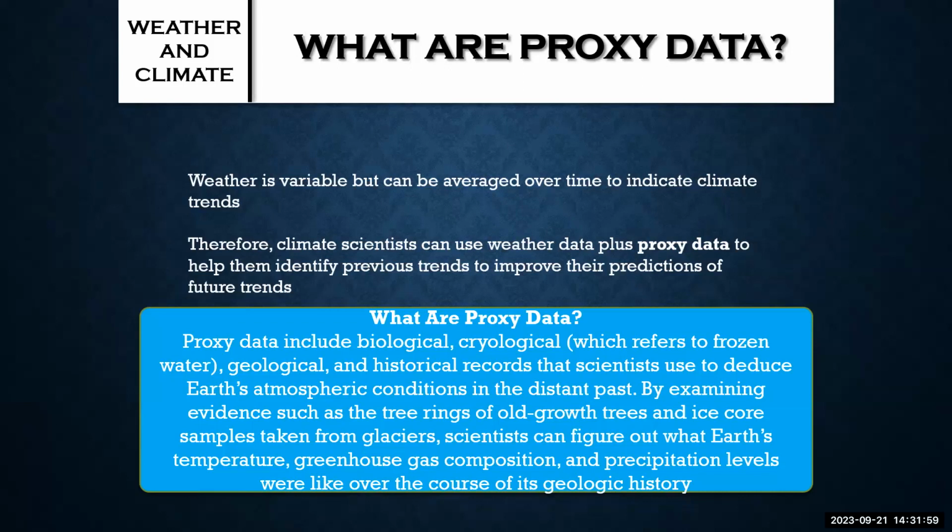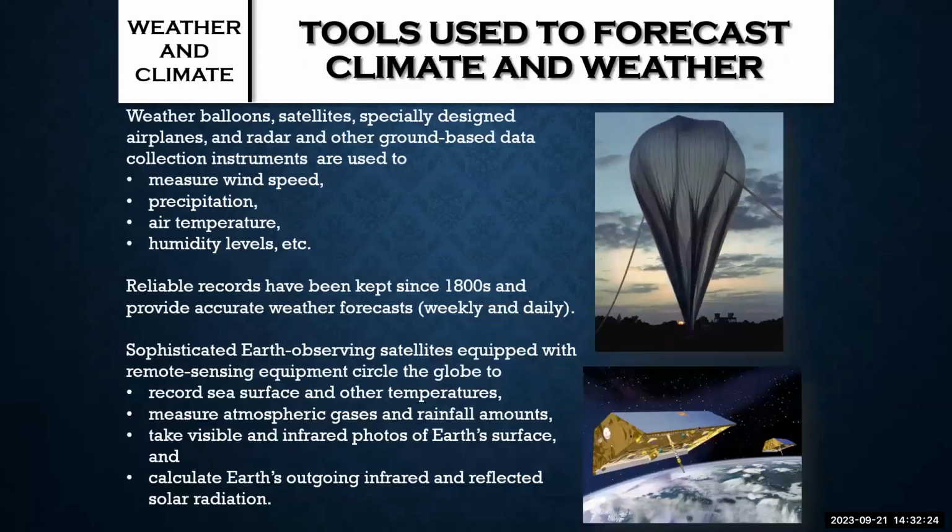By examining evidence such as the tree rings of old growth trees and ice core samples taken from glaciers, scientists can figure out what Earth's temperature, greenhouse gas composition, and precipitation levels were like over the course of its geological history. So these are some of the things that serve as proxy data. That is how, in climate science, we see a lot about the last century, the century before last, and comparisons are made.